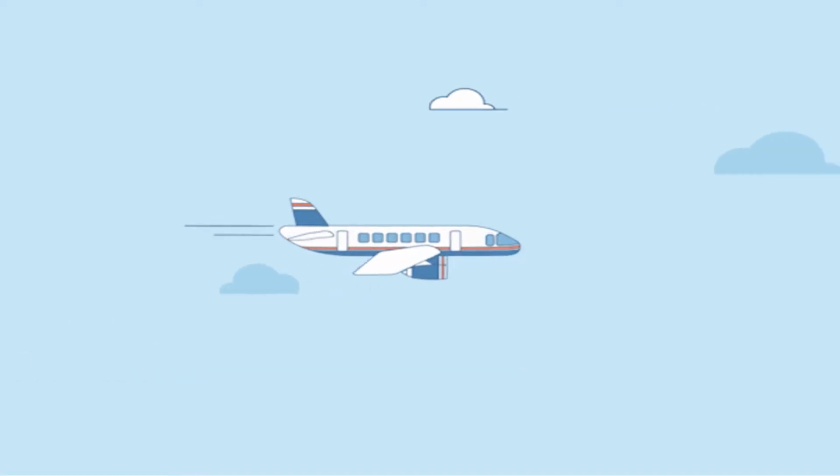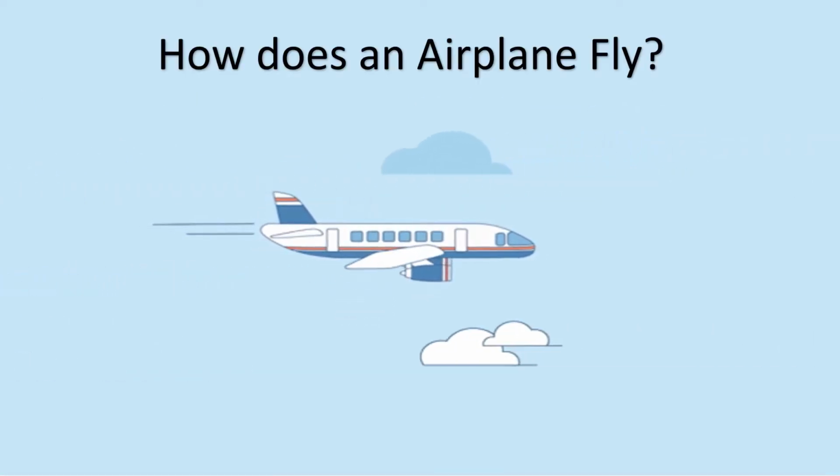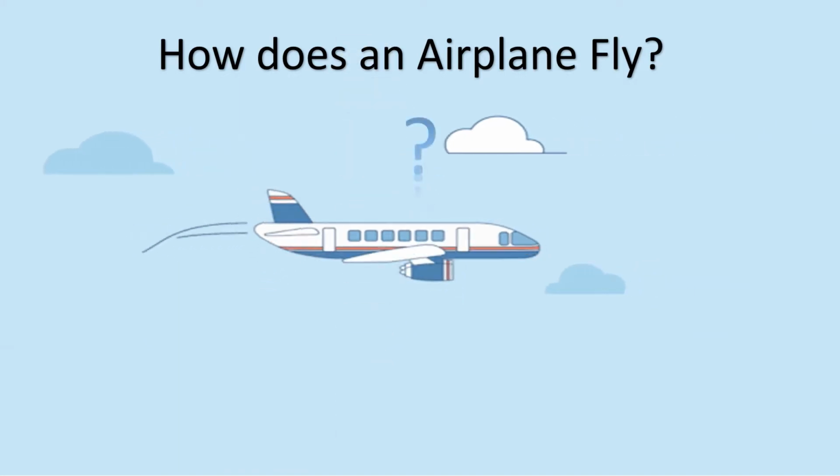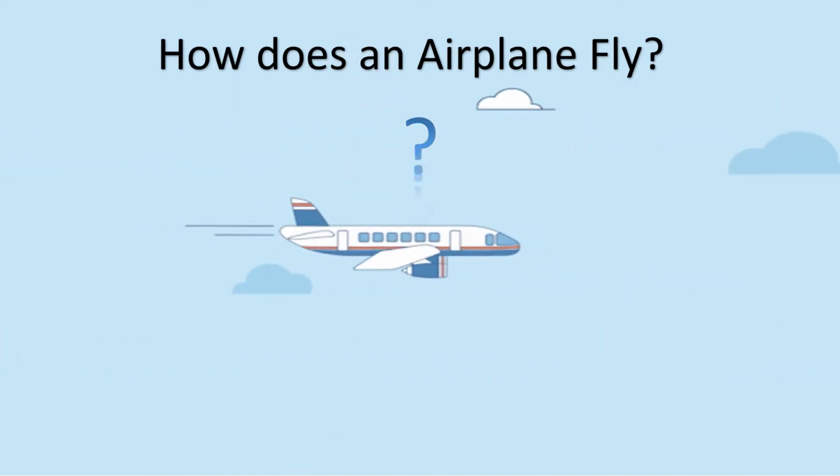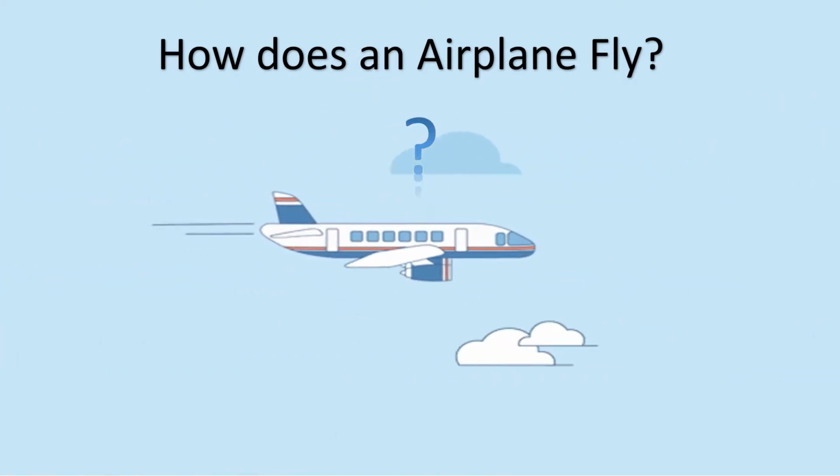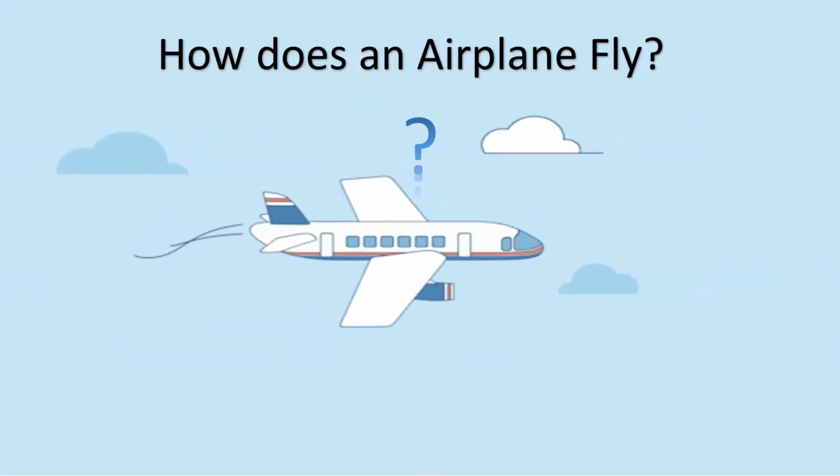In this episode we are going to look at how and why an airplane flies. How does it stay in the air? And what is the physics behind keeping this giant cylindrical tube 30,000 feet in the sky?